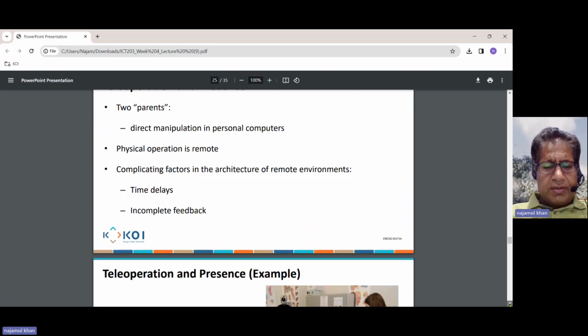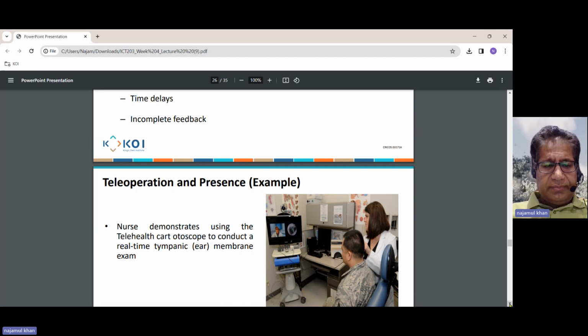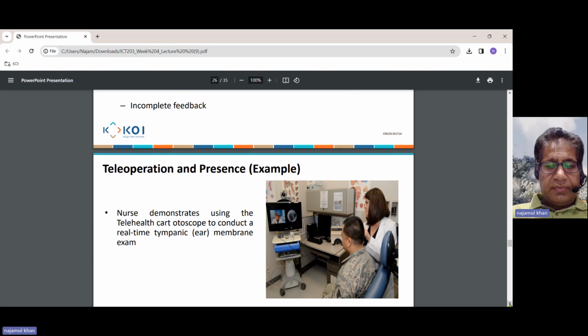So we're going to look at some examples here. Let's say, for example, a nurse is showing how she is using something called a telehealth cart otoscope to conduct a real-time tympanic ear membrane exam. So she's not performing any operation, but she's only doing an examination. And on the other hand, on the screen, there might be an expert sitting there who might be a physician or doctor or surgeon. I don't know who that person is. But here, a nurse is doing something.